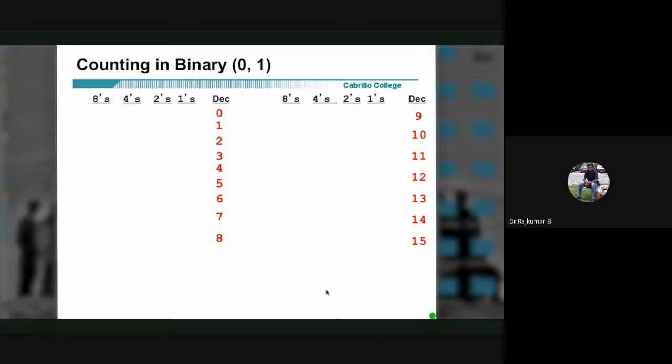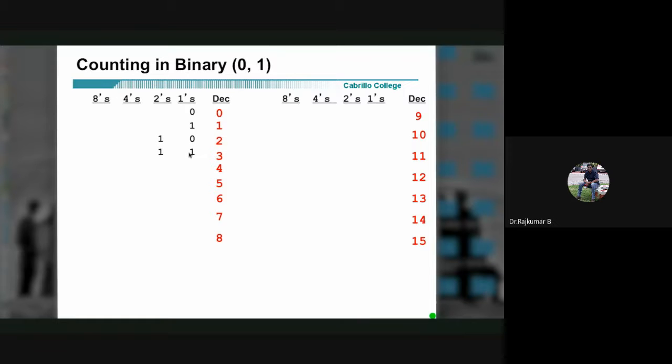Let's take a look. A 0 in binary, 0 ones, is equivalent to a 0 in decimal. A 1 in the ones place is equivalent to 1 in decimal. Now remember, in binary, we can only use a 0 or 1. So 1, 0 means: how many 2's do I have? I have 1 two, and 0 ones. That equates to 2.